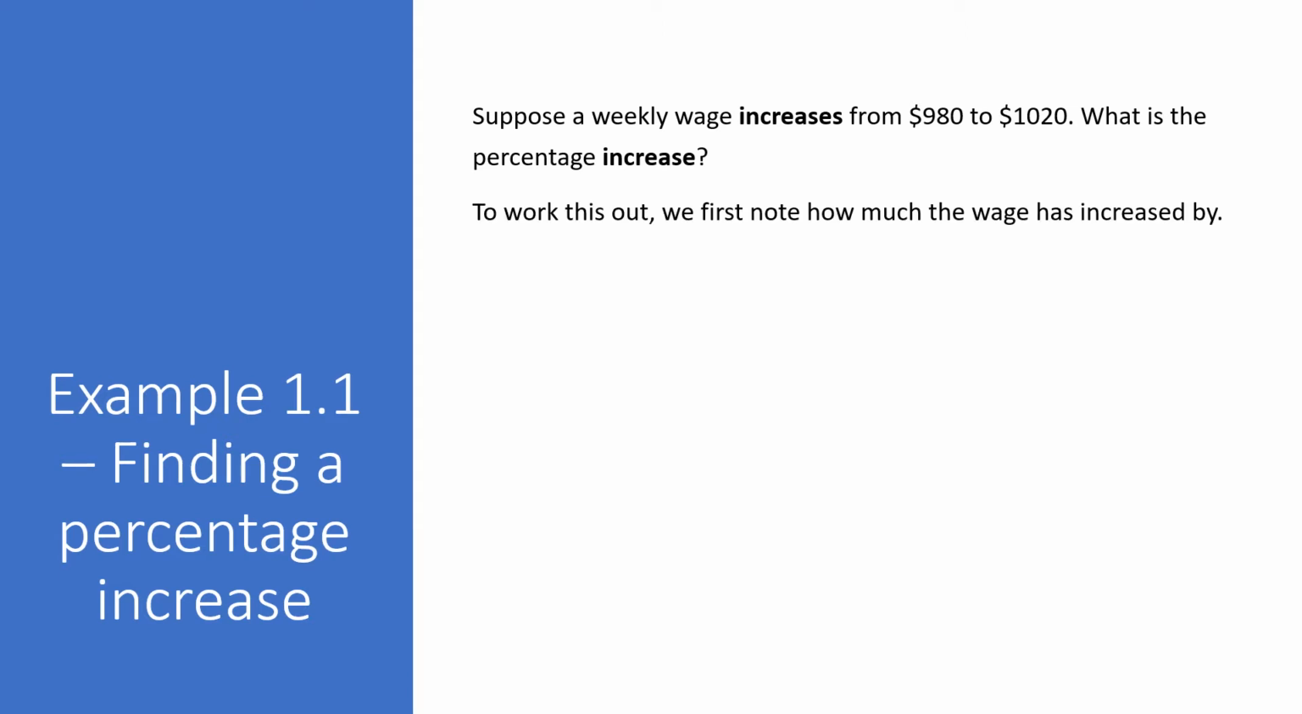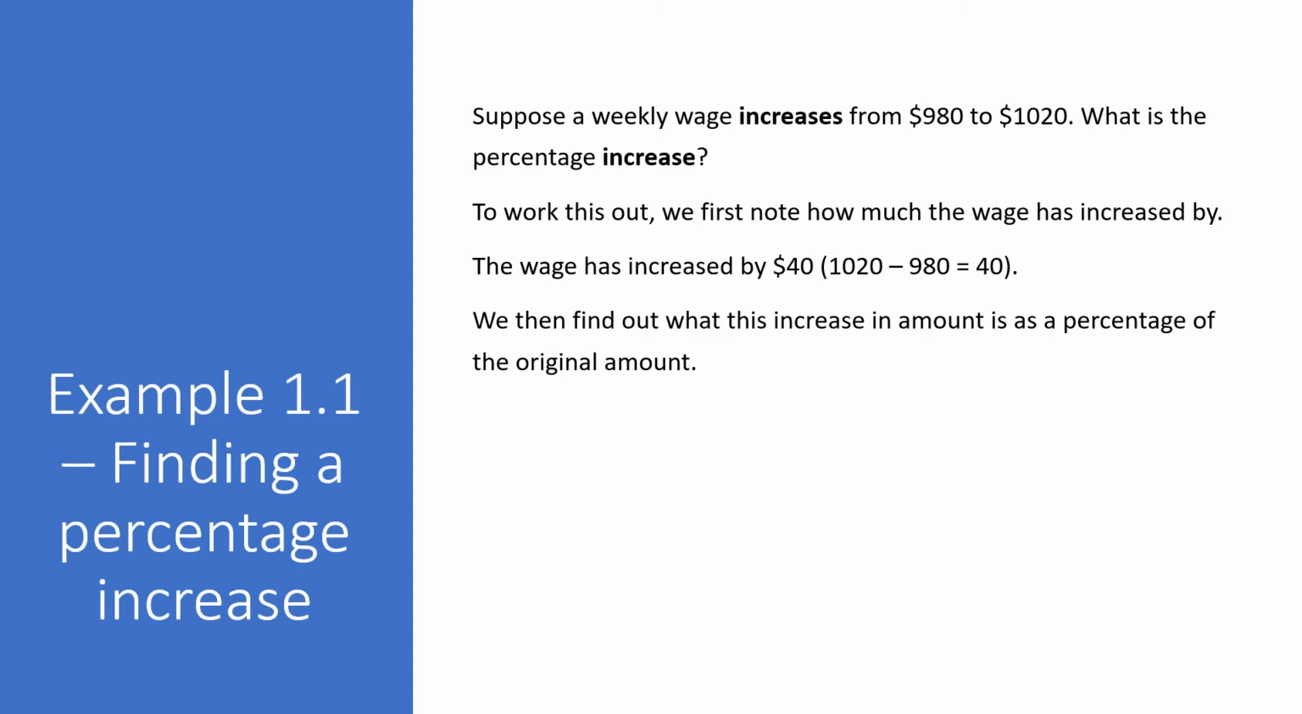Anyhow, to figure out what the percentage increase is, we first need to figure out how much the wage increased by. In other words, what is the difference between 980 and 1020? And that's of course just going to be $40, since 1020 take away 980 is 40. We then need to find out what is this increase as a percentage of the original wage. In other words, what is 40 as a percentage of 980?